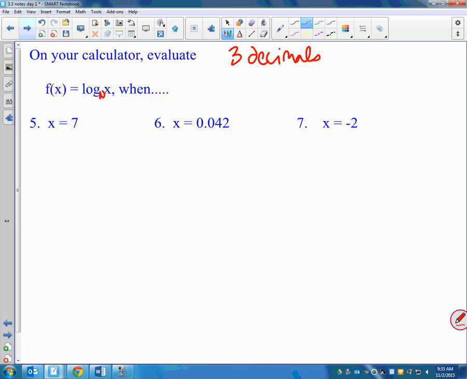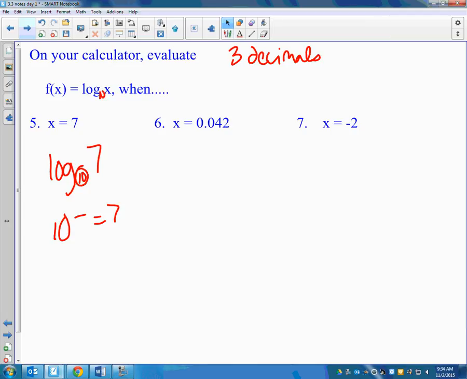So when you hit log on your calculator, plug in x equals 7, log 7. If there's no number there, you know that that's just log base 10 of 7. Why do we need our calculator now? Because that's not a perfect one, right? It doesn't work nicely. We could say 10 to the what equals 7. Well, that's going to be a decimal, and so that's where calculators are really handy.